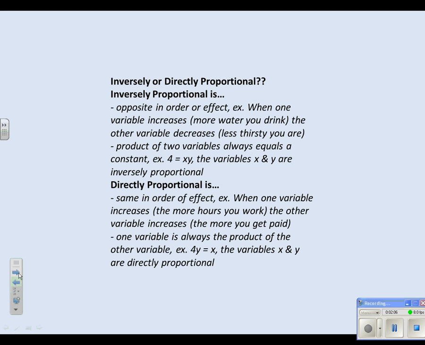Let's just go ahead and solidify this in our brains now because it makes later units a lot easier. So, the first one is inversely proportional. Inversely means opposite. So if one value goes up, the other value goes down. And they give you this example: the more water you drink, the less thirsty you are. So if this up arrow is water, the more water we consume, this arrow will be thirst level.